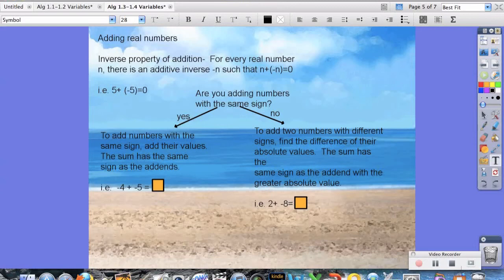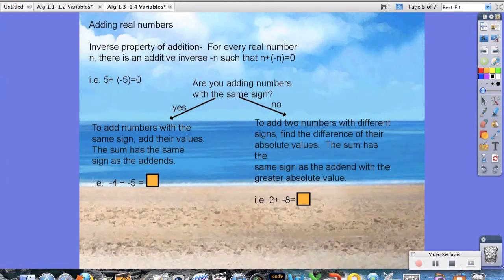Then we created this table. It says, are you adding numbers with the same sign? If your answer is yes, you move to the left. If it's no, you move to the right. Now if you said yes, it says to add numbers with the same sign, we add their values. The sum has the same sign as their addends.